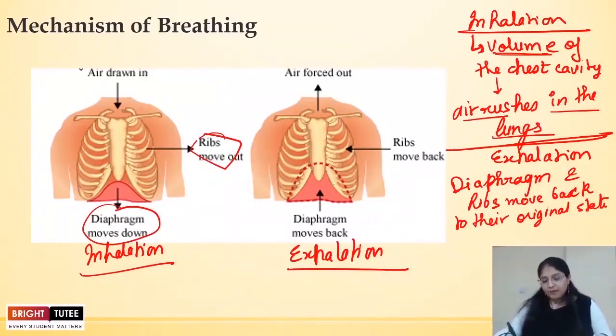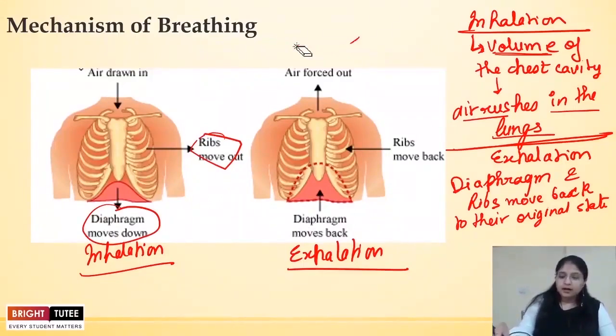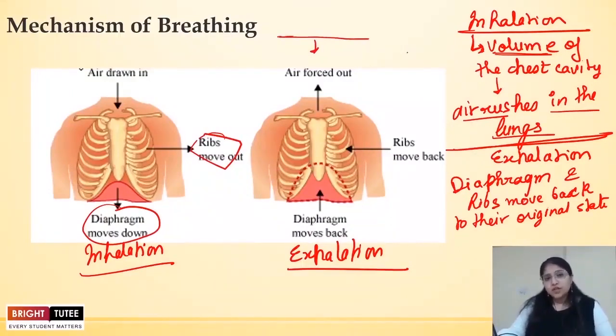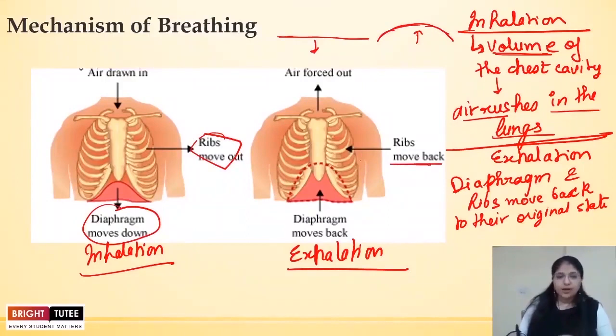The diaphragm moves back. That means when the inhalation was taking place, the diaphragm became a little bit flatter, right? Thus increasing the space in the chest cavity. But when the exhalation has to take place, the diaphragm became the same way it was, that is curved towards the upward side, and the ribs again move back to their original position, right? So the expansion goes back to its normal position, because of which the air is pushed out of the lungs, right? So air is pushed out.